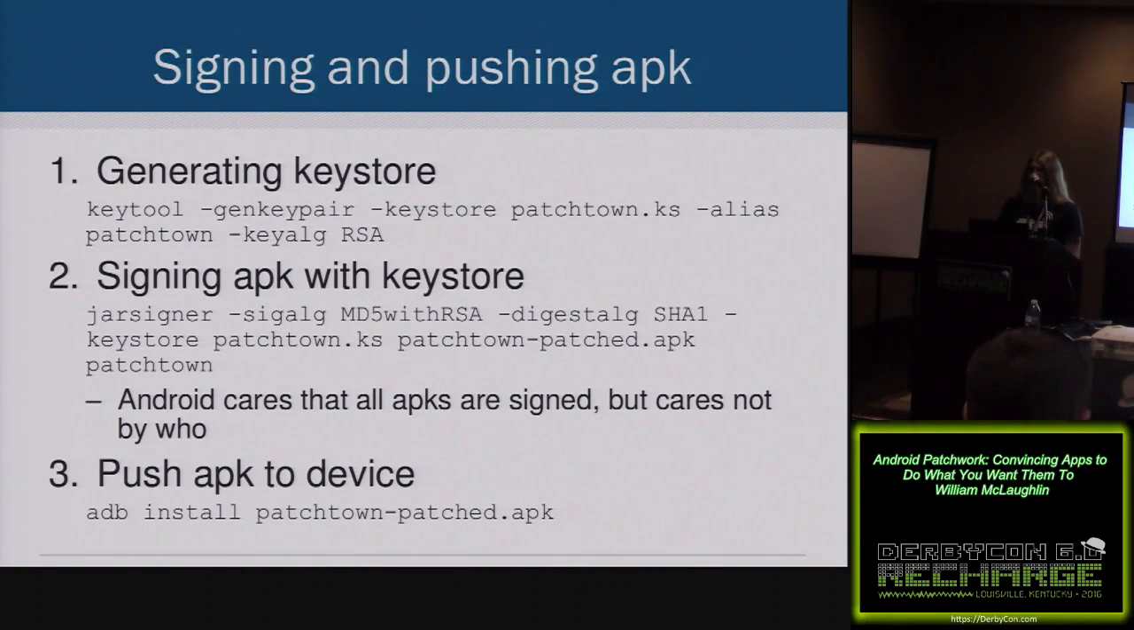We have an alias for our particular certificate we're creating, which is Patchtown. And we're going to tell it to use RSA. Cool. So we generated a key pair. It's stored in the file patchtown.ks. Now we need to use this file to sign our Android application.